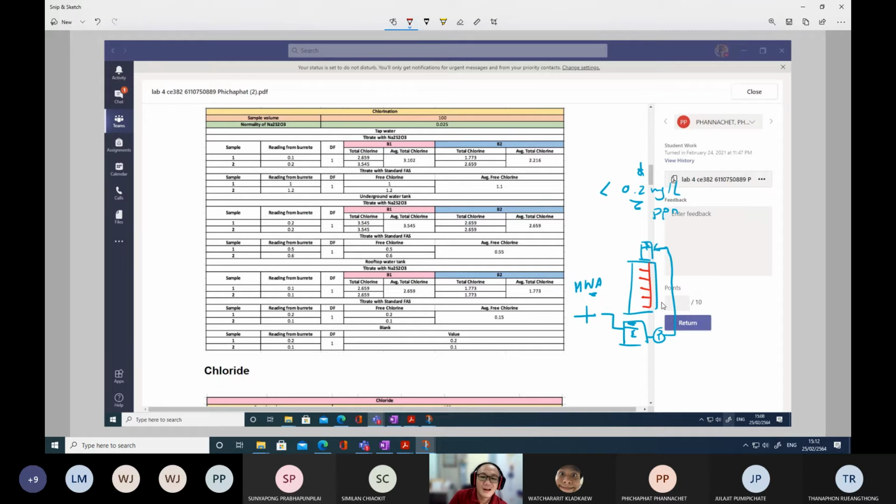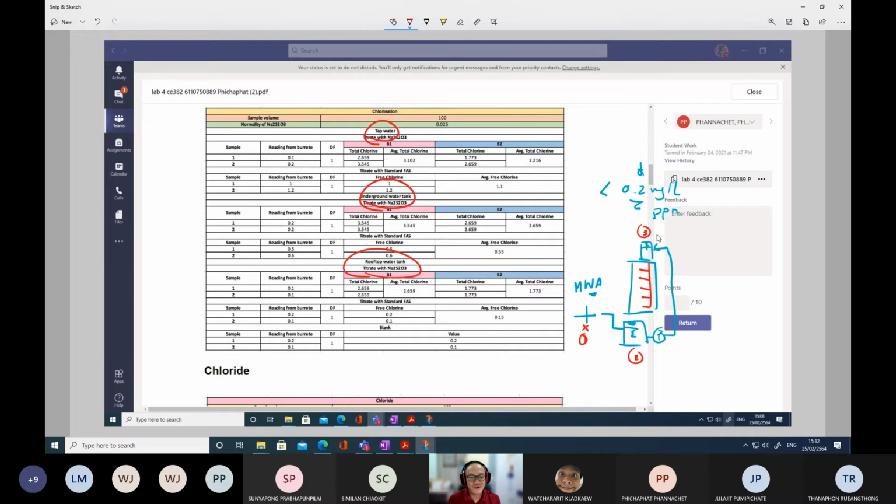Okay, we collected the water samples from 3 points. The first one, the tap water, is here. This is point 1, the tap water before entering our system. Then the underground water tank. This is sample number 2. The last one is the rooftop tank. It's sample number 3.